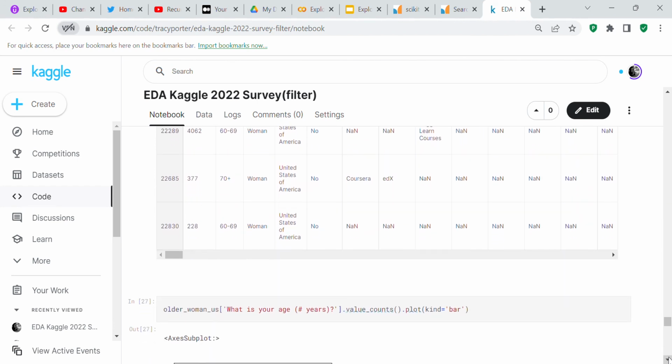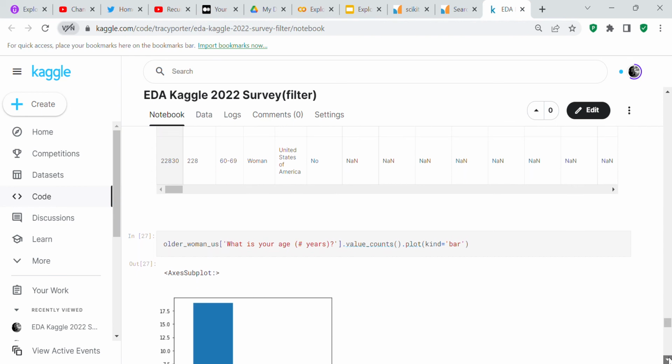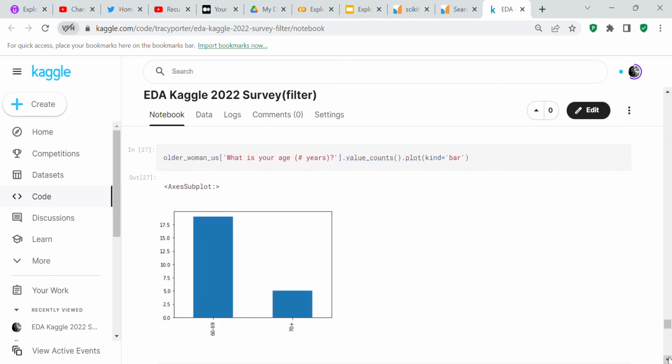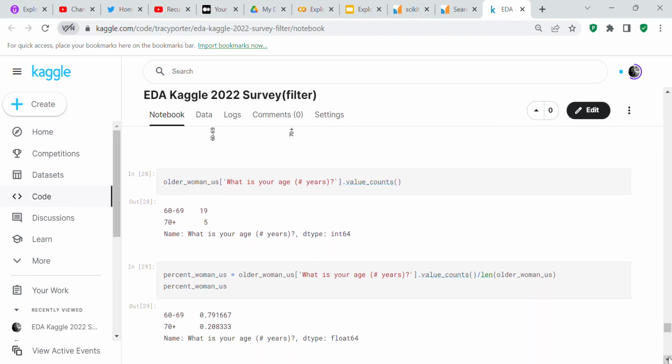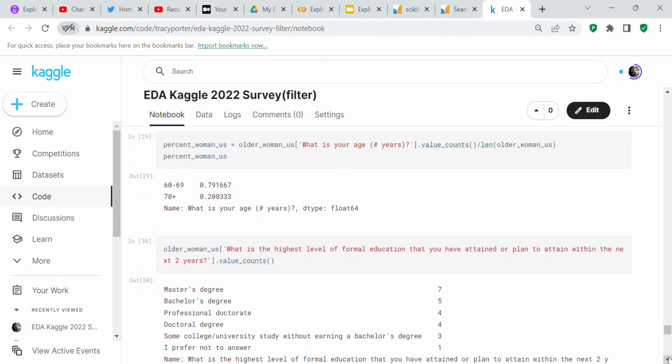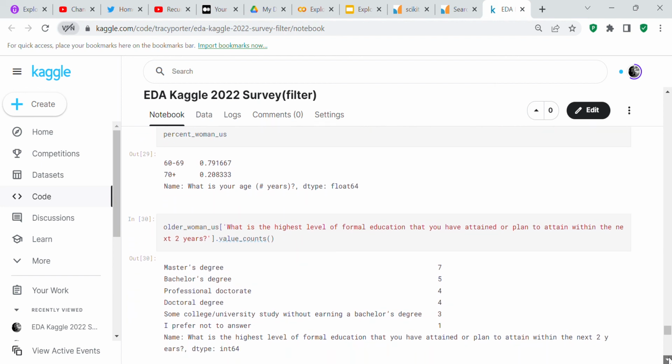And I think it was 24, if I recall correctly. Now we check the women by age and put it on a bar plot. Most of the women that responded in the 60 plus group were between 60 and 69, but I think 5 people from 70 plus responded. So you had 19 people aged 60 to 69 and 5 people aged 70 plus. Here are the percentages: 79% aged 60 to 69 and 20% aged 70 plus.